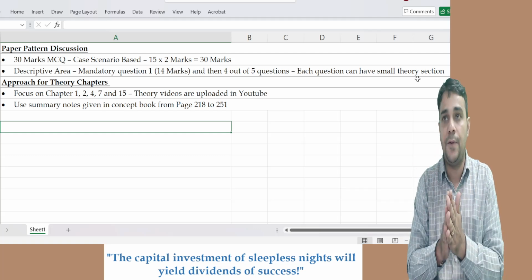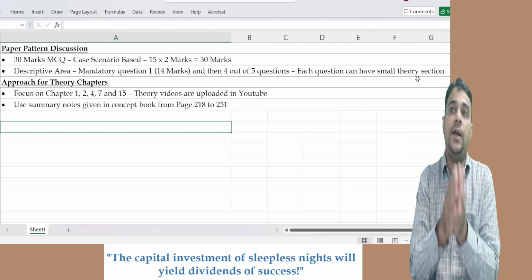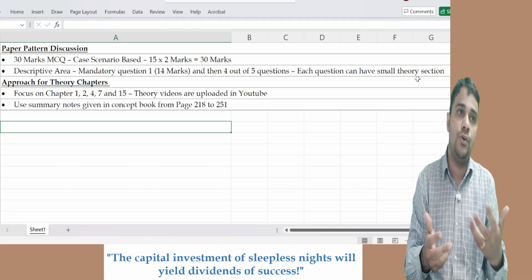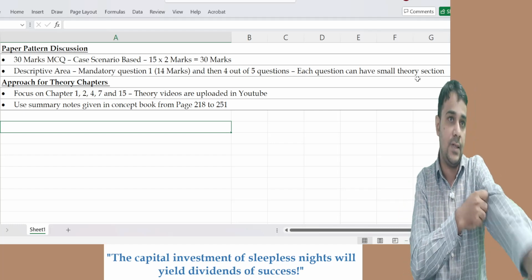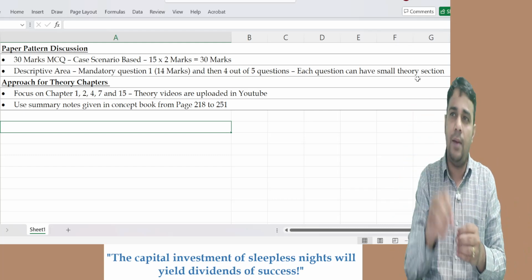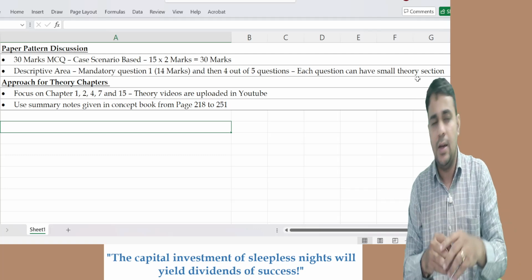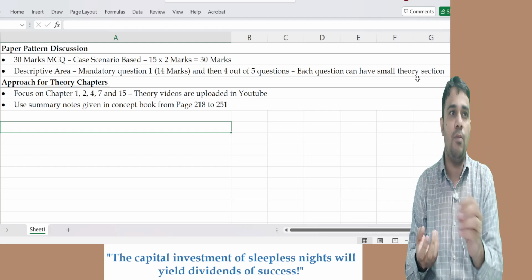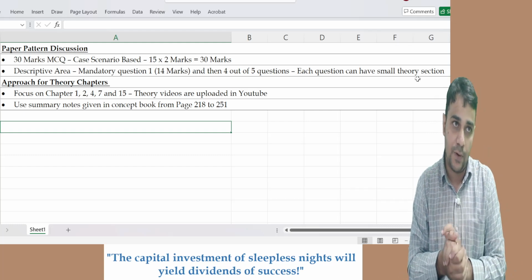Chapters 1, 2, 4, 7 and 15 could have 75 to 80 percentage of the theory marks in exam. But ICAI wants to surprise you. They can end up surprising in any manner they want. But normally 16 marks theory will come. 12 marks could be from these 5 chapters. Sometimes they want to surprise, only 4 marks can come, 8 marks can come. But mostly these are the 5 important chapters for theory.